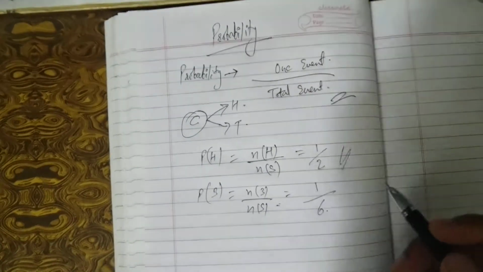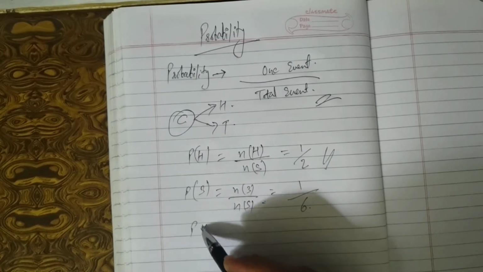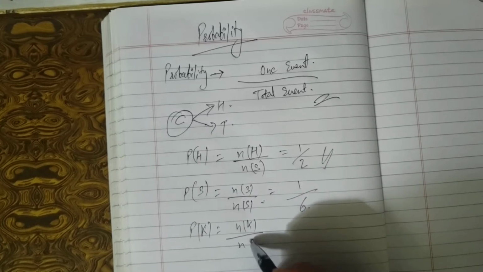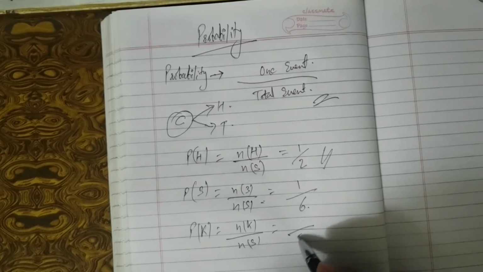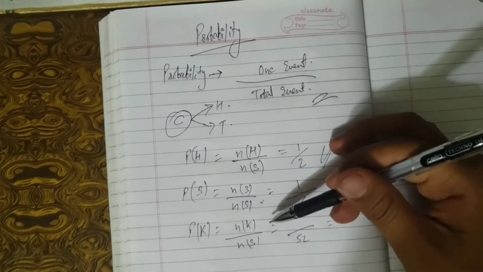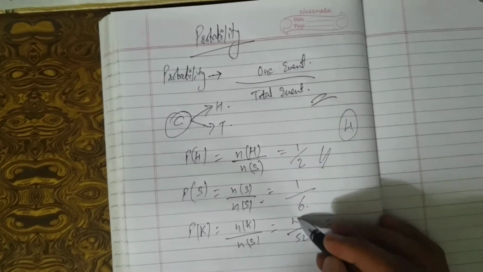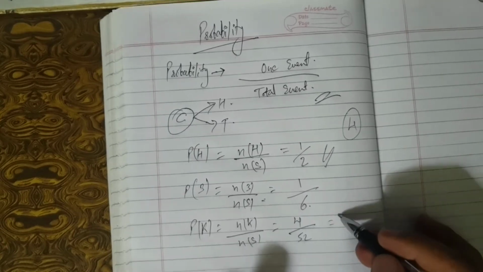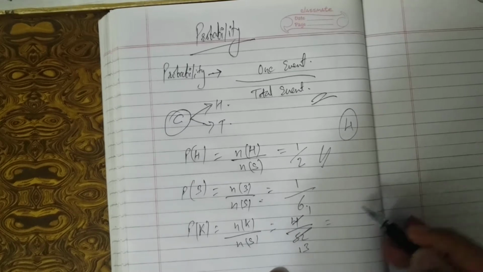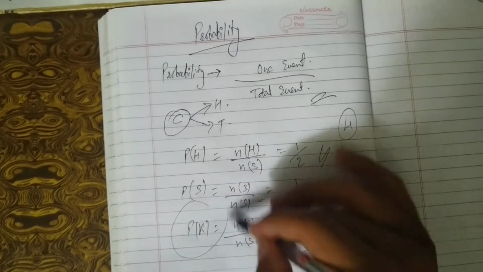If you're talking about cards, what's the probability of getting a king? Your number of kings divided by the number of samples. Your total sample in a deck will be 52. How many kings do you have normally? 4 kings, so 4 by 52. That simplifies to 1 by 13, which is your probability for getting a king.